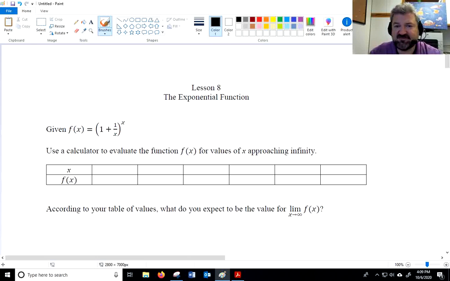This is one of the most fascinating and intriguing results of our calculus, so I'm really excited to share it with you. Let's begin with the function f of x equals (1 plus 1 over x) to the x. I want you to use your calculator to evaluate this function for values of x approaching infinity. And then, according to your tables, I want you to predict the limit as x goes to infinity of f of x. I'd like you to do this first on your own, so pause the video and do it, and then I'll go through it with you on the Desmos.